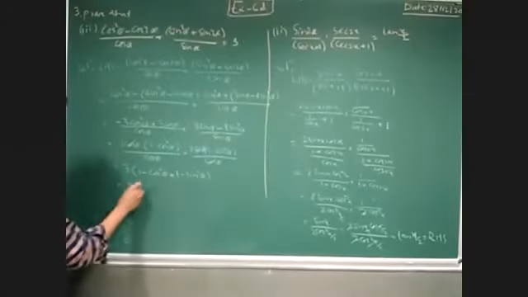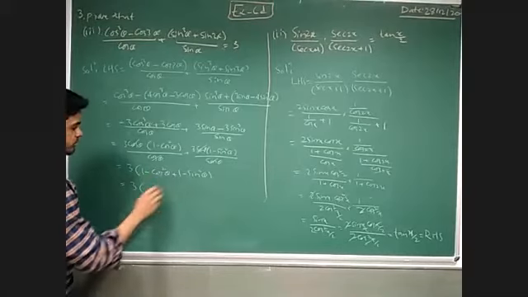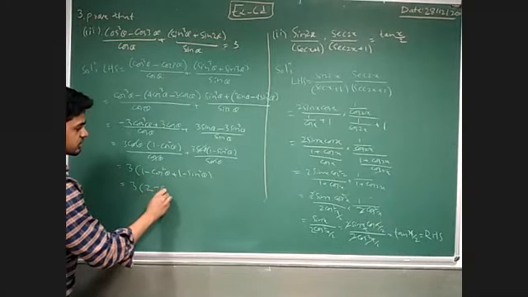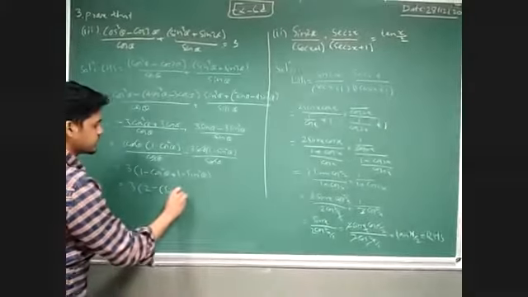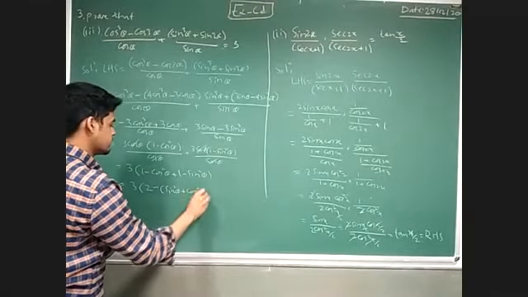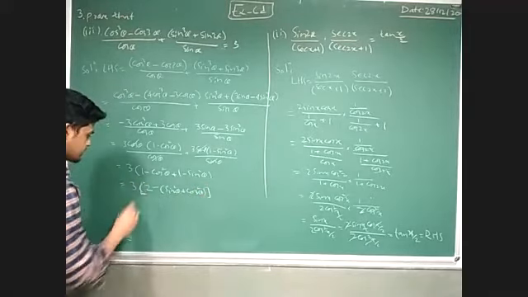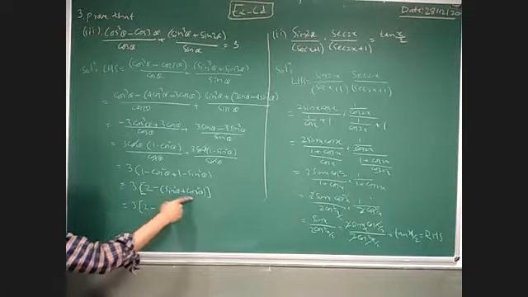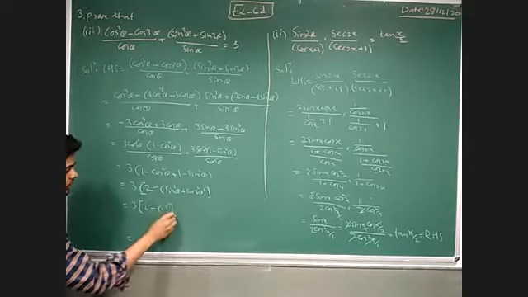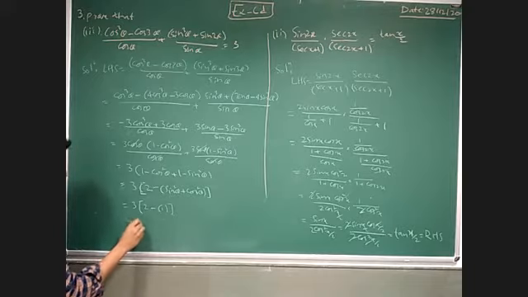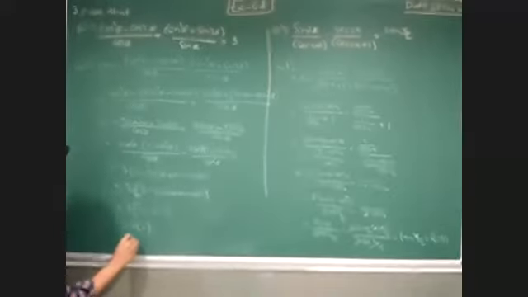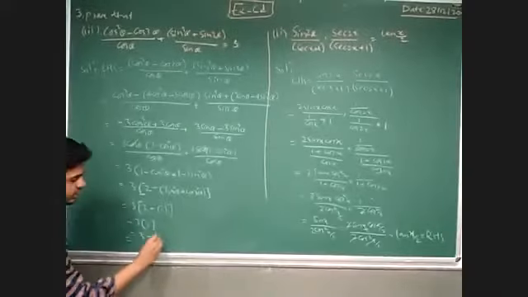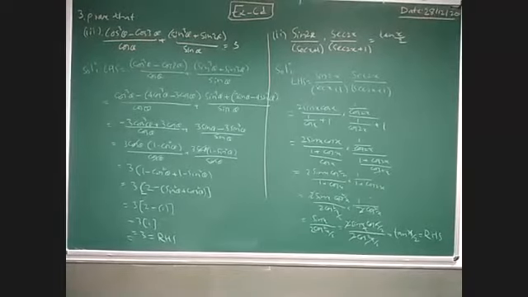Okay, now 3 as it is. So 1 plus 1 is 2, and minus sin square theta plus cos square theta. Now 3 as it is 2. I know the sin square theta plus cos square theta is nothing but 1. Okay, now 2 minus 1 is nothing but 1, and 3 into 1 is nothing but 3. That is the right hand side. Just take a note or take a screenshot.